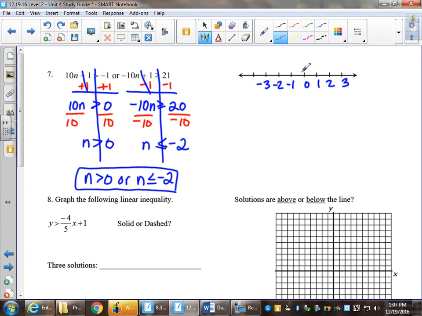N is greater than 0. That'll be an open circle on 0. Greater is to the right. Or n is less than or equal to negative 2. So solid dot on negative 2. Less than is to the left.